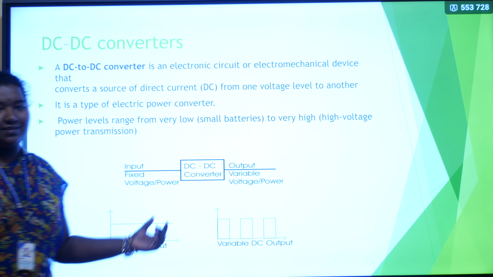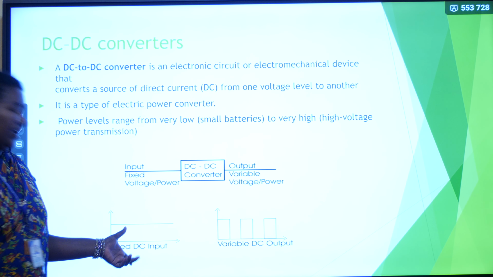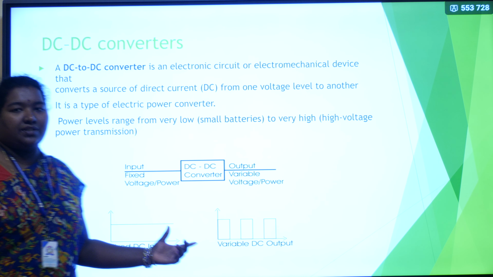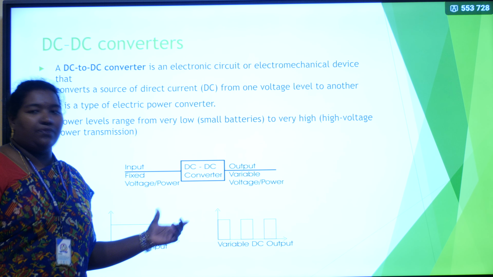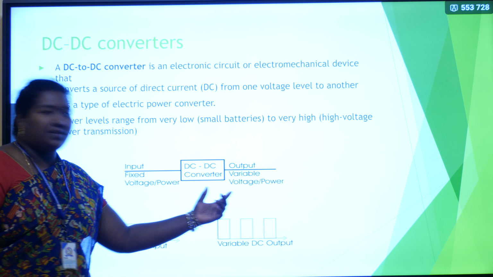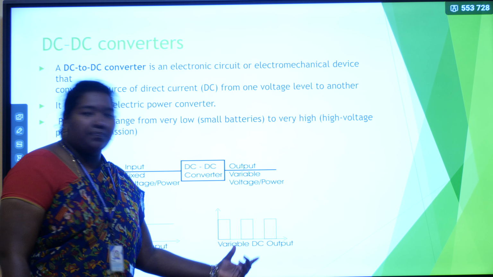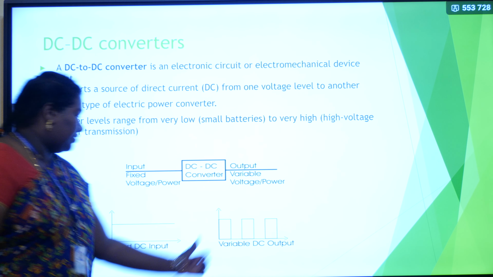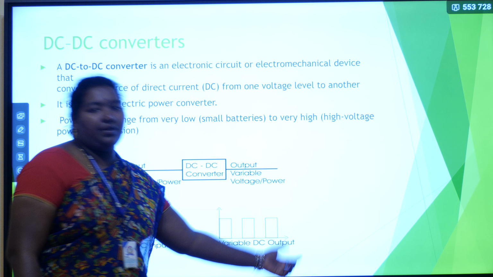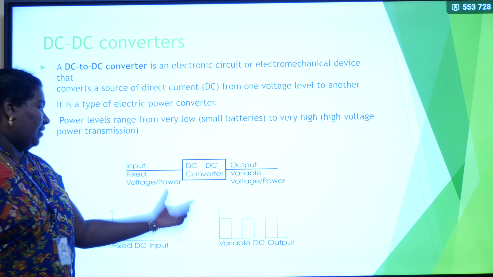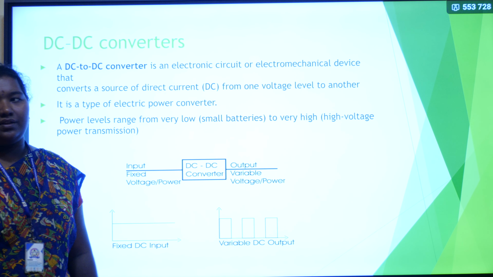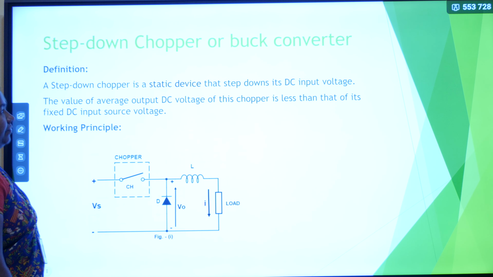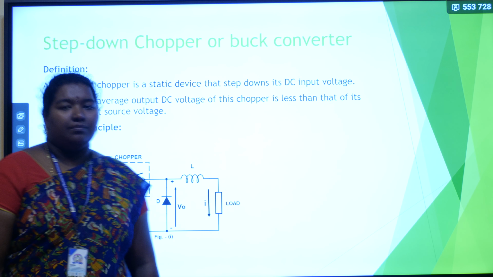In this diagram it is clearly shown that we considered a fixed DC input, which means the voltage is constant. After passing this voltage through the converter, the output is a variable DC output, something like on and off, irregular. So it is termed a DC to DC converter. In DC to DC converters we have two modes, that is buck converter and boost converter.